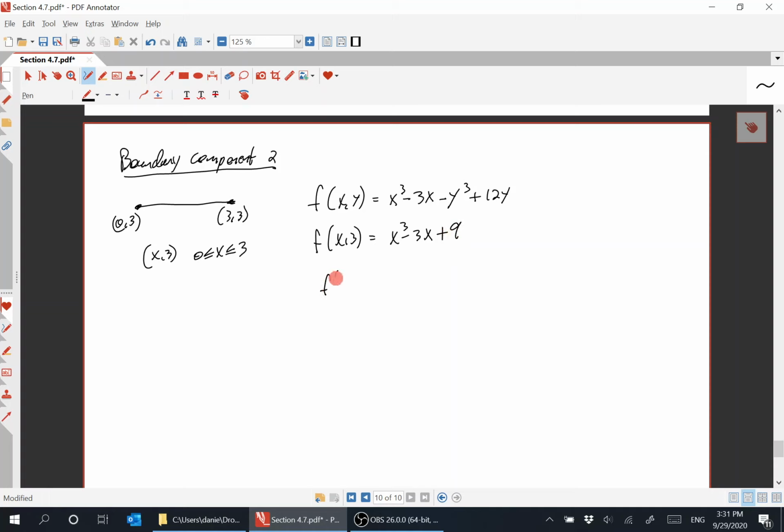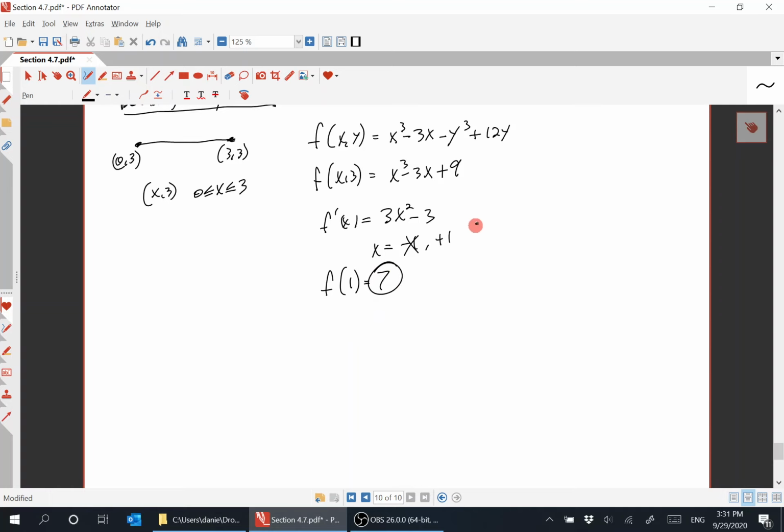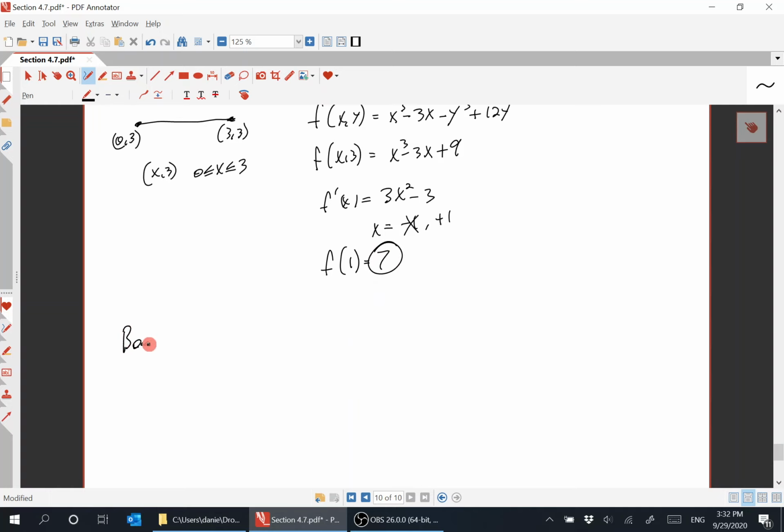All right, so the derivative of this single variable function, f of x, is 3x squared minus 3. So again, x is equal to plus or minus 1. But of course, minus 1 doesn't count because it's not in the domain for x. So now checking the value of that function at that point, f of 1, you have 1 minus 3 plus 9, which is minus 2 plus 9, which is 7. Boundary component 3.